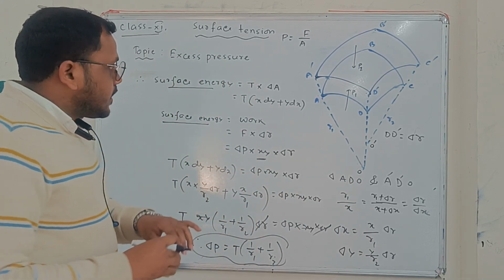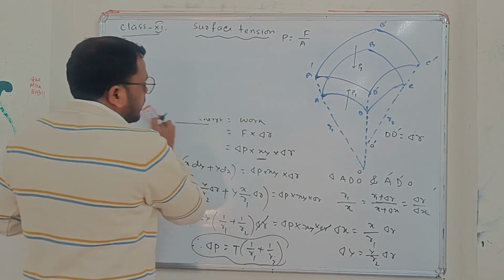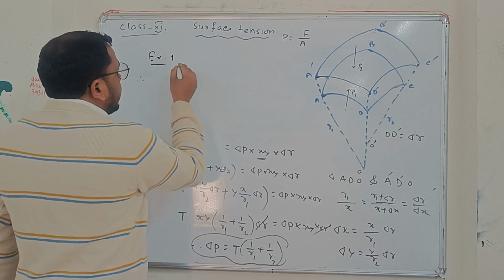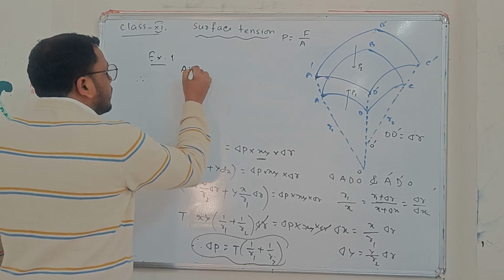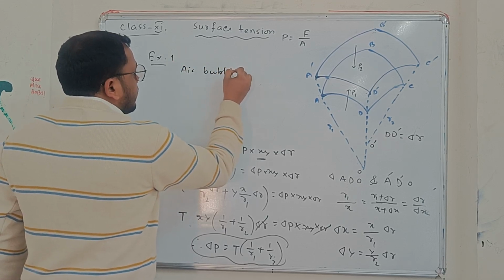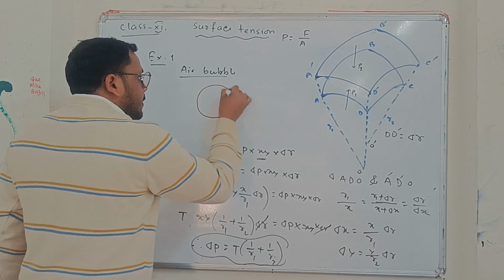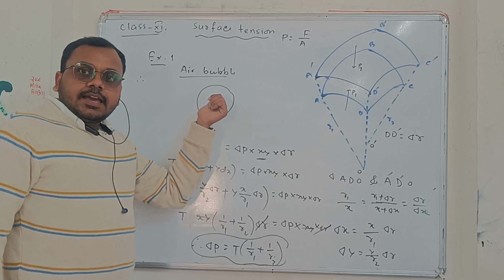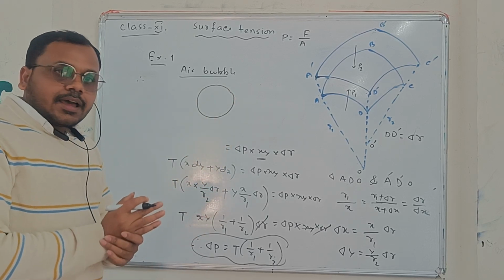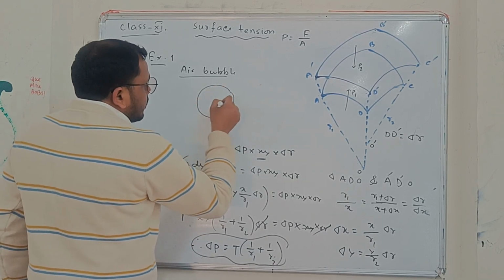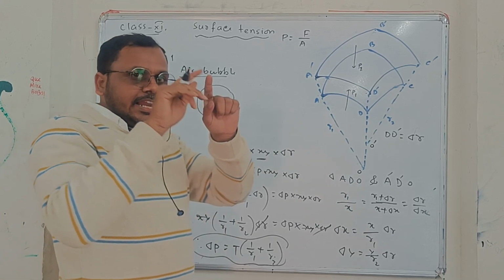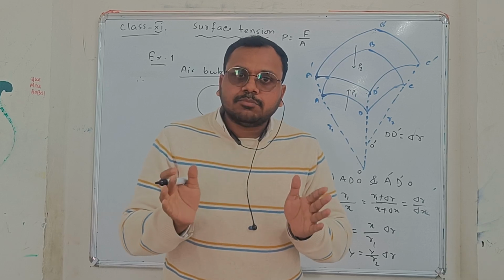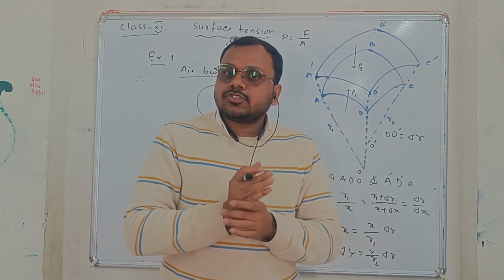First case, example number 1. We consider an air bubble. This is an air bubble, where the inner surface is air and the outer is also air. Both are air here. So what is the excess pressure? If we consider an elementary portion of the air bubble, the radii of curvature of length and breadth are the same, and both are the radius of the sphere.